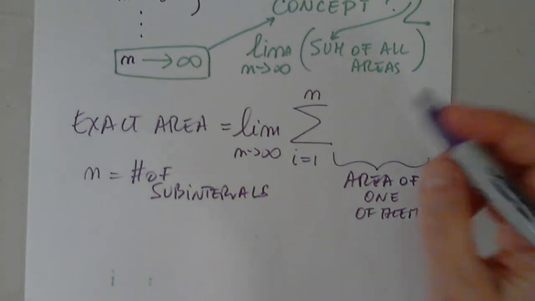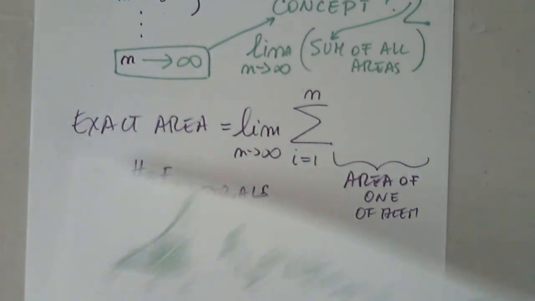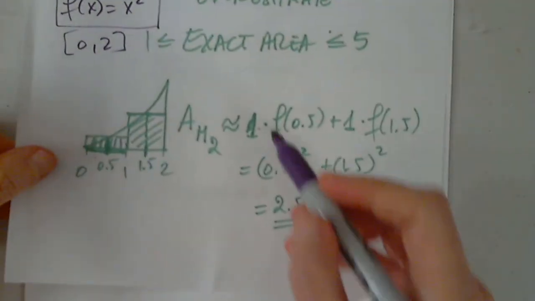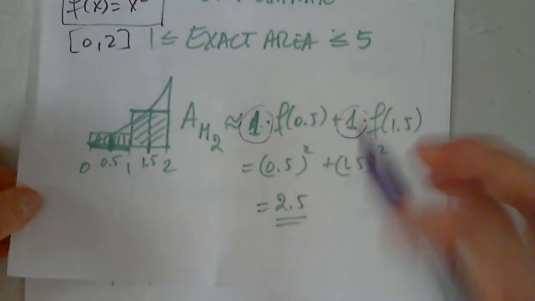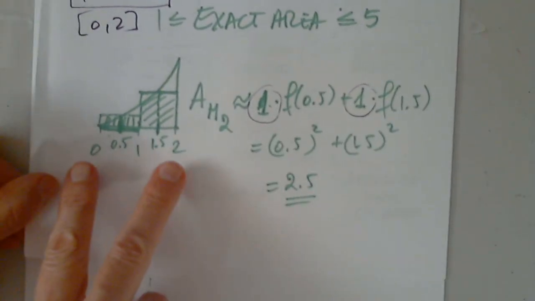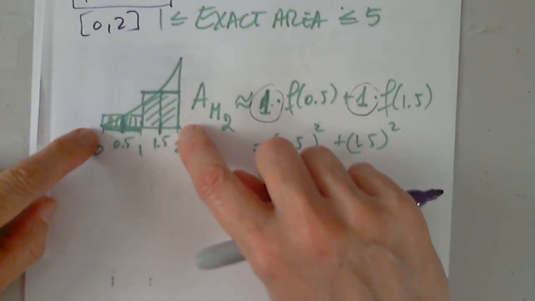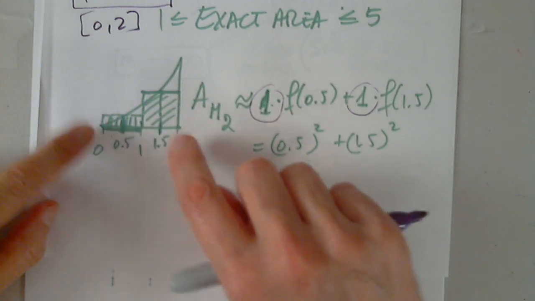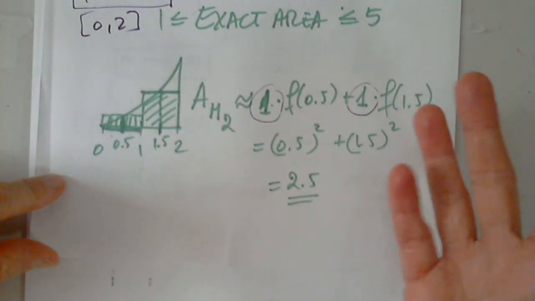So now, let's see what we have here. And I have to go back to our calculations. What is this? The interval is a comma b. So it was 2 minus 0 divided by the number of subintervals.